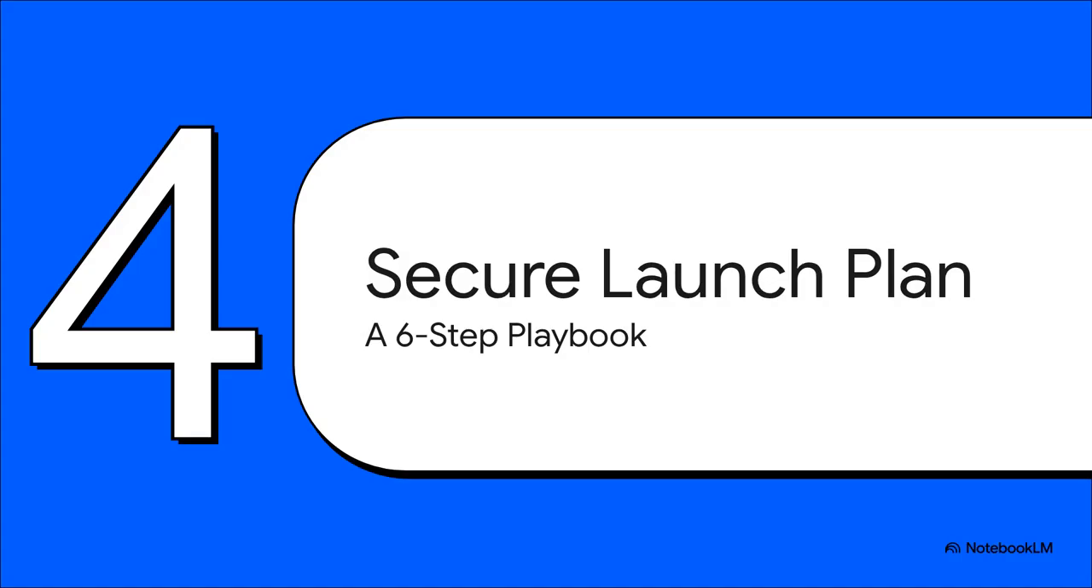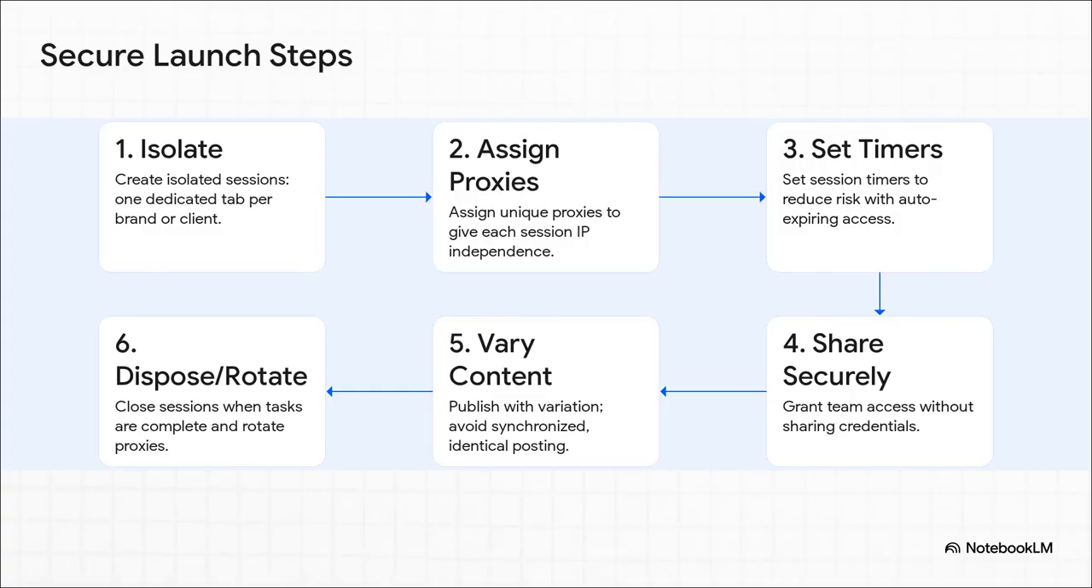Okay, let's get practical. Let's make this real. Here is a straightforward 6-step playbook for launching your campaigns securely using all these ideas. This is your action plan. All right, let's walk through this playbook together. Step 1. Isolate. Simple. Create one dedicated browser tab for each client or brand. No cheating. This is your foundation.